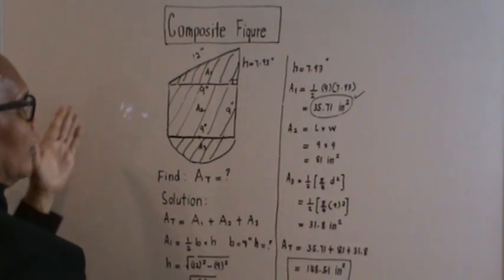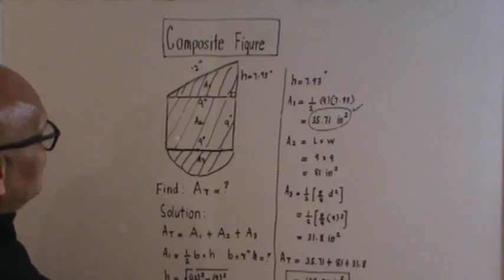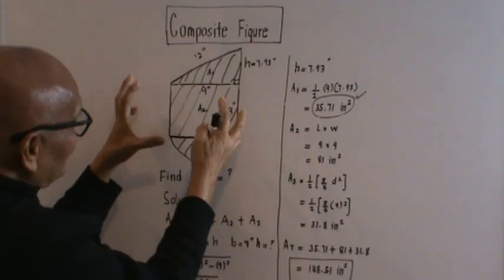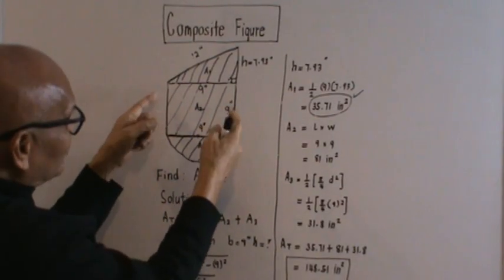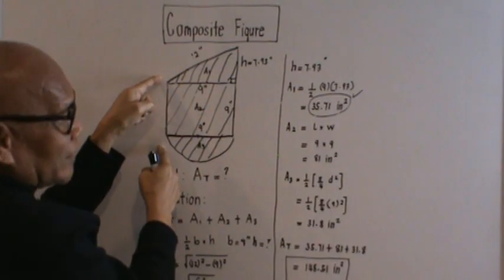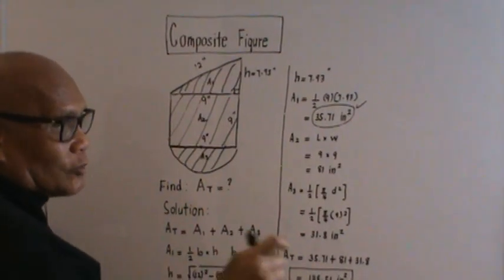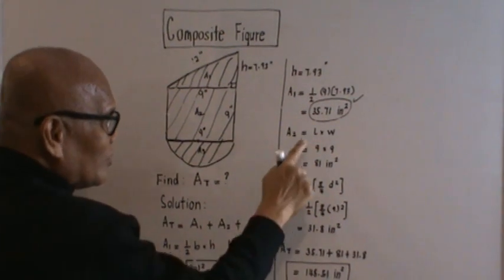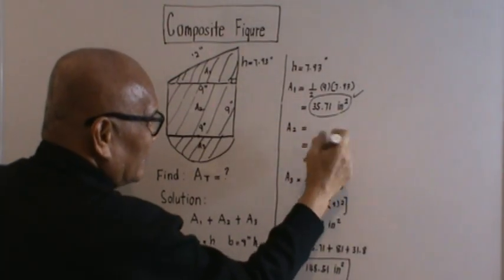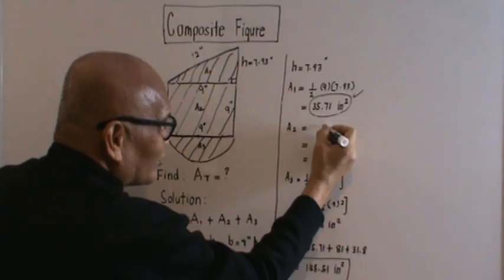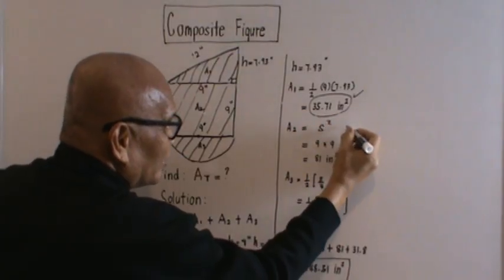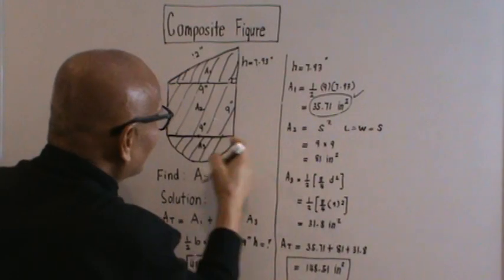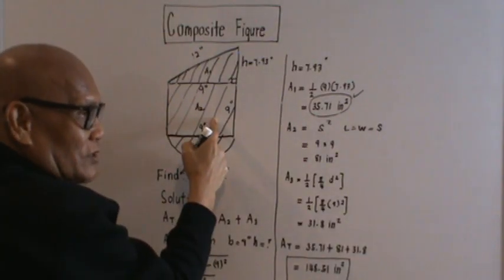Okay. How about area number 2? There's no problem here because we are already given that the second area is a square, so this should be 9 by 9. If we recall the formula for the area of a square, it's the product of length times width. Because the length and width are the same, it will be side squared, in which the length is equal to the width is equal to the side, if the given figure is a square.